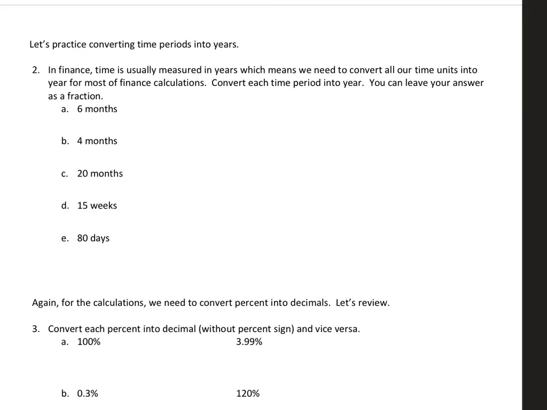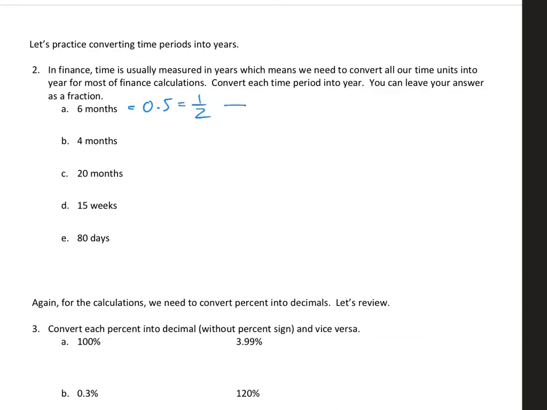So in finance, time is usually measured in years, which means we need to convert all our time units into years for most finance calculations. So convert each time period into years. Okay, so 6 months. Well, it's half a year, so I already know it's half. So it's equal to 0.5, or you can say it's 1/2.